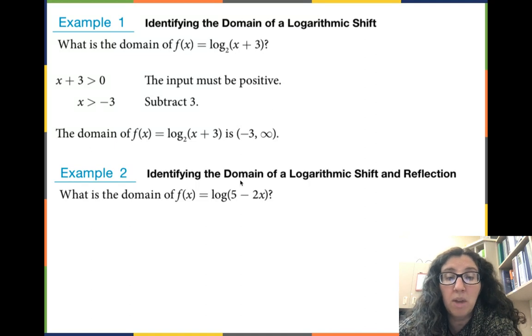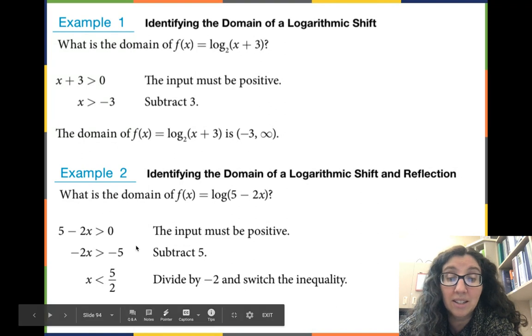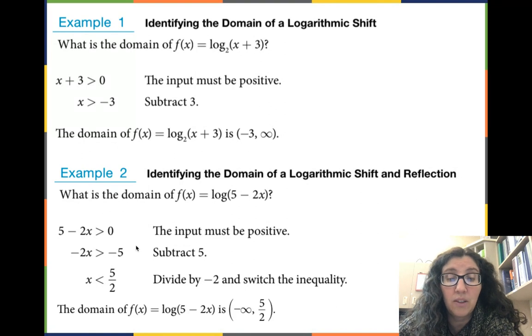How about this one? What is the domain of this log function? So log base 10. Well, we know it doesn't matter what the base is. Whatever the base is, this has to be greater than 0. So we can just set up an inequality: 5 minus 2x is greater than 0. We solve that, x has to be less than 5 halves. And the domain is going to be negative infinity to 5 halves.